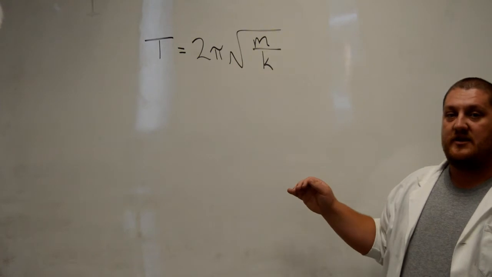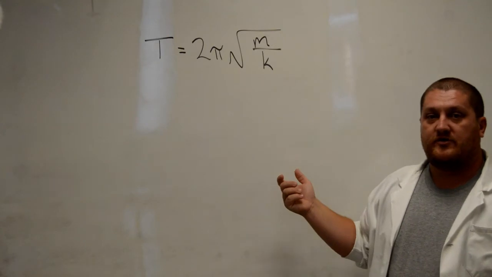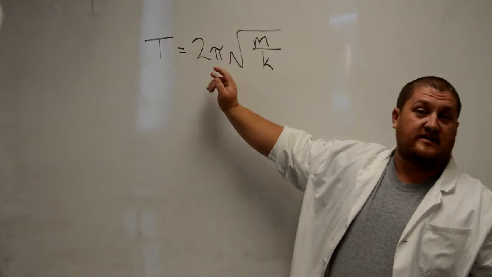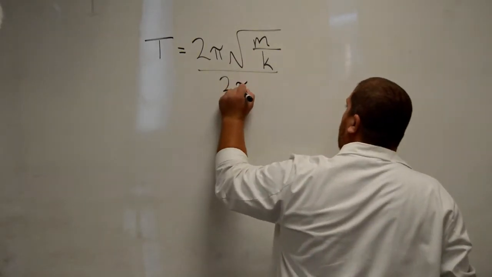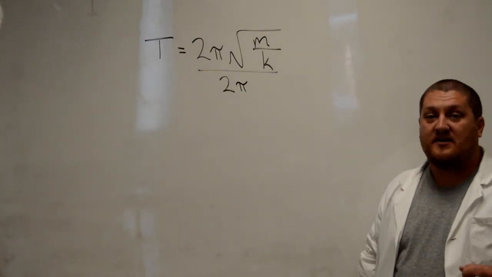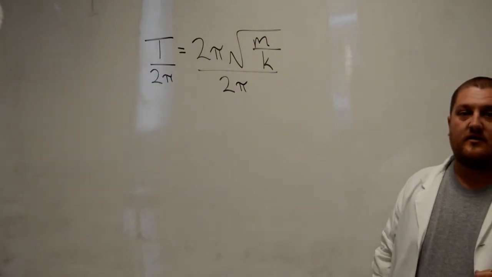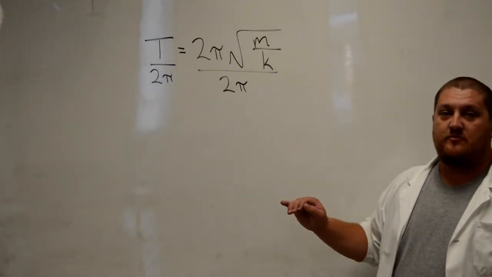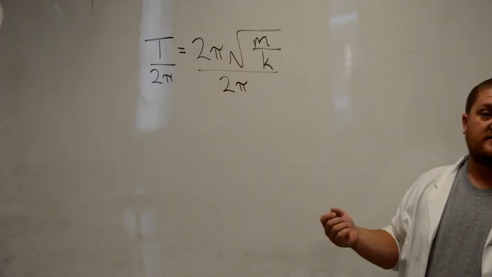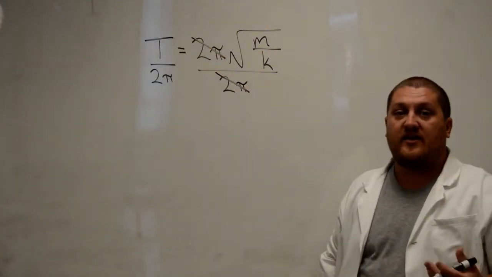Now I take care of multiplication and division. I notice 2 pi is multiplied by my root, so I want to undo that. How do I undo a multiplication? I divide. And anything I do to one side of an equation, I must do to the other side. So I've divided both sides by 2 pi. Over here I have 2 pi divided by 2 pi. Since I have the same thing on the top and the bottom, they will cancel out. Now I can simplify a little bit.